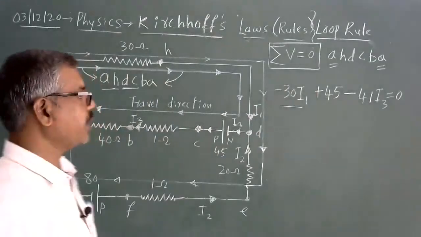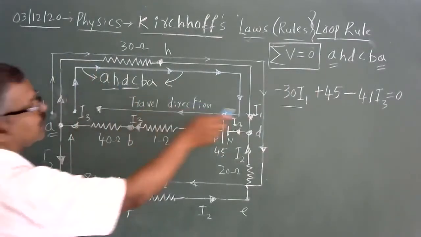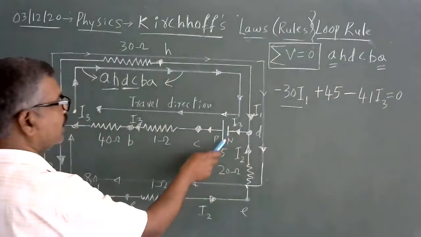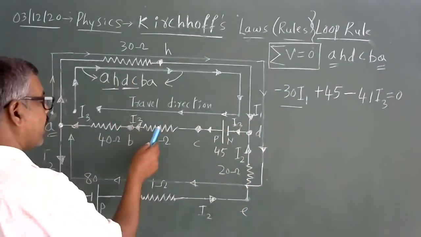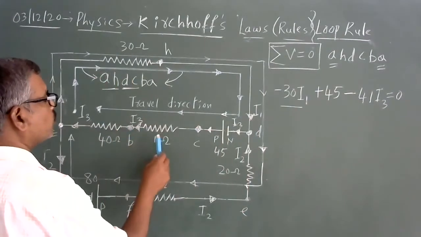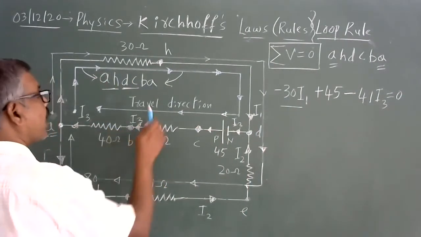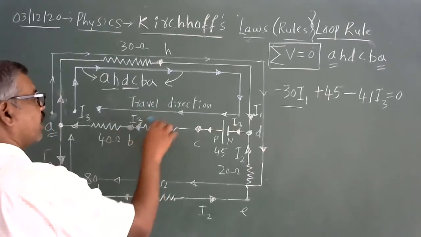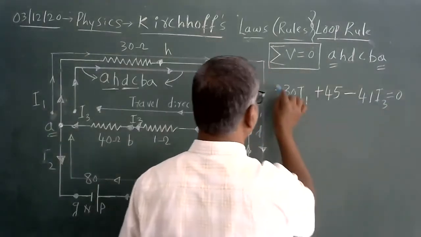So what I mean to say is, if the direction of travel and the direction of current are the same, the product should be taken negative. Cell positive. Why? It enters from the negative electrode. Yes. And these two resistors are taken together: 40 plus 1 becomes 41 ohm and the current is I3. The product is 41 I3. Looking at the direction of current and the travel direction, both are the same. Hence, I'll be taking minus 41 I3.